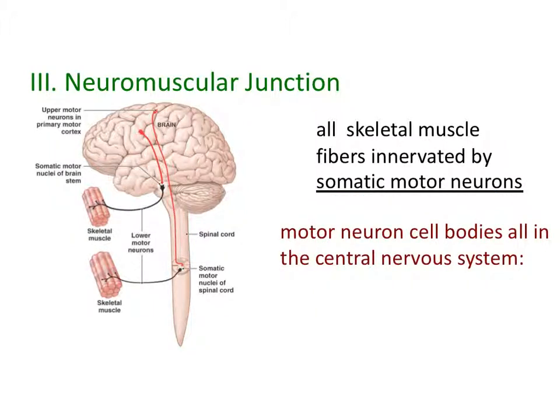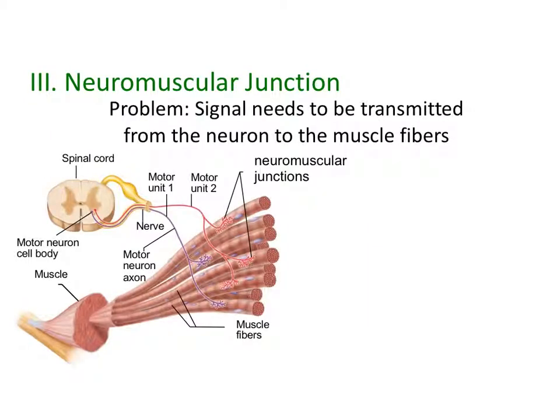The cell bodies for motor neurons are all located within the central nervous system, which includes the brain and primarily the spinal cord. And we'll talk about that anatomy as we get into the nervous system soon. So looking at a neuromuscular junction, there's a problem. The signal needs to be transmitted from the neuron, which here you can see in purple coming in, and then activate that associated muscle fiber.